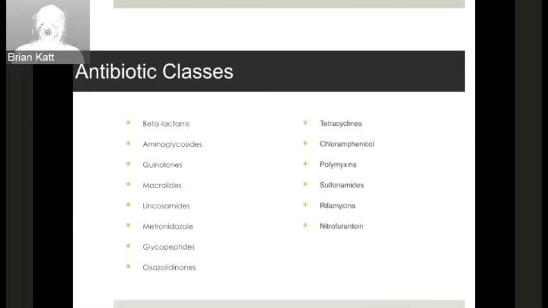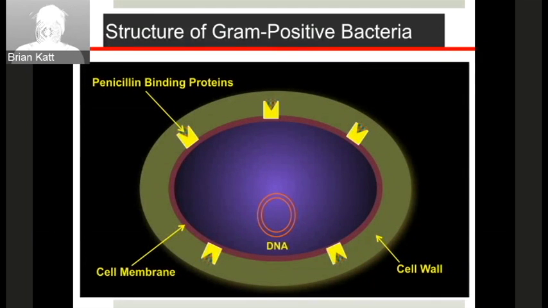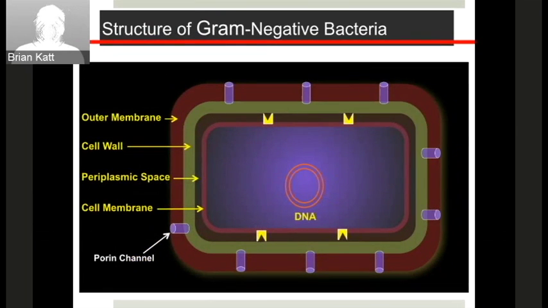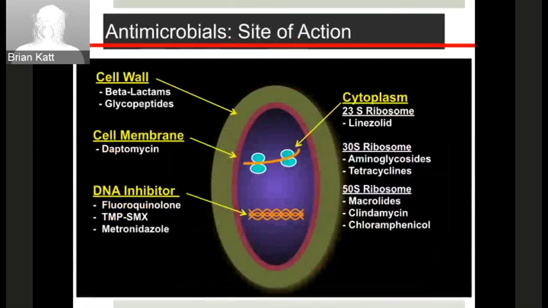So these are all the various classes of antibiotics. Obviously, we're not going to go through all of these, but we'll go through some of them. This is what a gram-positive organism looks like, going back to microbiology. You have your cell membrane, cell wall, and penicillin binding protein. And then this is a gram-negative bacteria. It's a little bit different. It has an outer membrane. It has a periplasmic space. It has porin channels, so a little bit more of a complex organism.